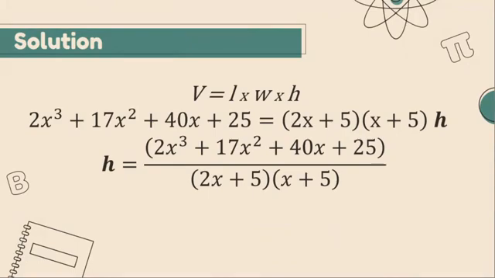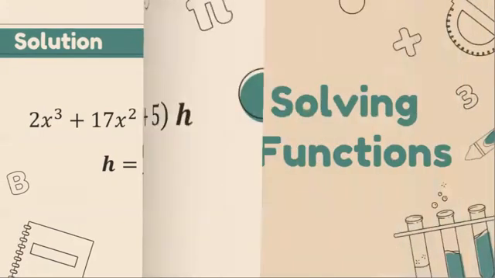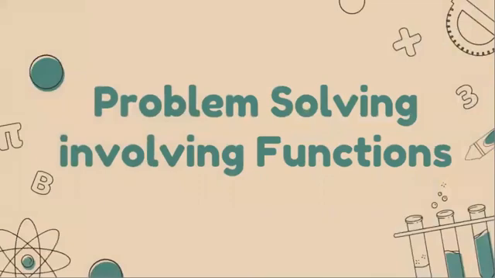And then after natin makuha yung quotient, i-divide naman natin siya sa natitirang binomial. Since siya naman ay parehas binomial, pwede natin siyang gamitan ng synthetic division. After po nun, makukuha natin yung height, which is equivalent to 2x plus 2. So yun po yung gagawin natin for Depend 1, or yun po yung ginawa ninyo for Depend 1. Let us now proceed with the problem solving involving functions.